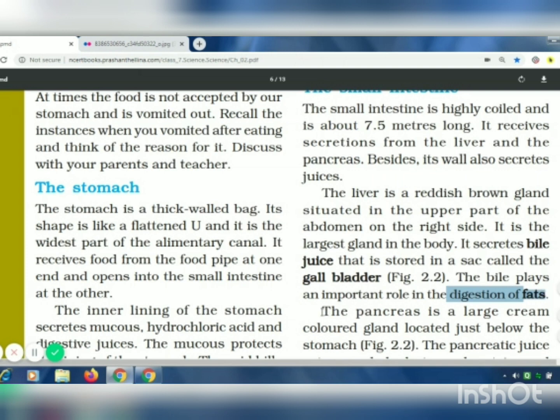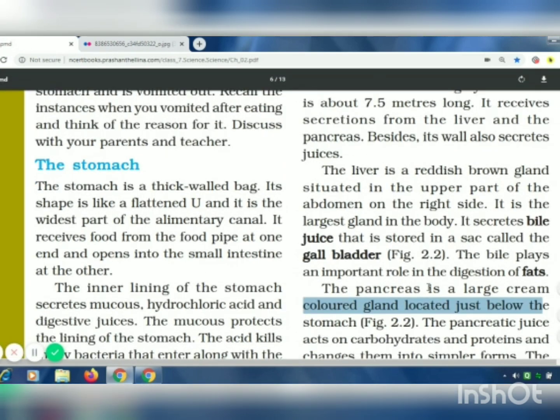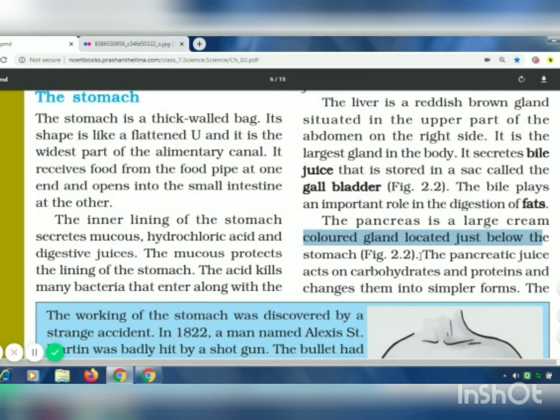Then the next gland is the pancreas. The pancreas is a large cream colored gland located just below the stomach. So you can see in this figure that this leaf shaped gland, the pancreas, is located just below your stomach. Now what is the function of the pancreas? It secretes pancreatic juice, one type of digestive juice which acts on carbohydrates and proteins.